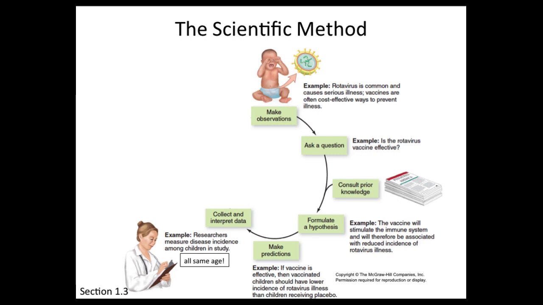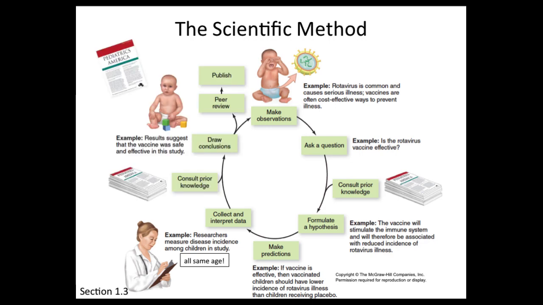Then we can design an experiment to collect and interpret data. For example, researchers need to measure the disease incidence among children in the study, and all those children should be about the same age. Once again, after we do our experiment, consult prior knowledge. You need to see if your results match up with other people's results, which then allows you to finally draw a conclusion. But before you publish your work, the very important step is you must be peer-reviewed. You must have other scientists review your work to make sure that it was scientifically accurate in your reasoning.